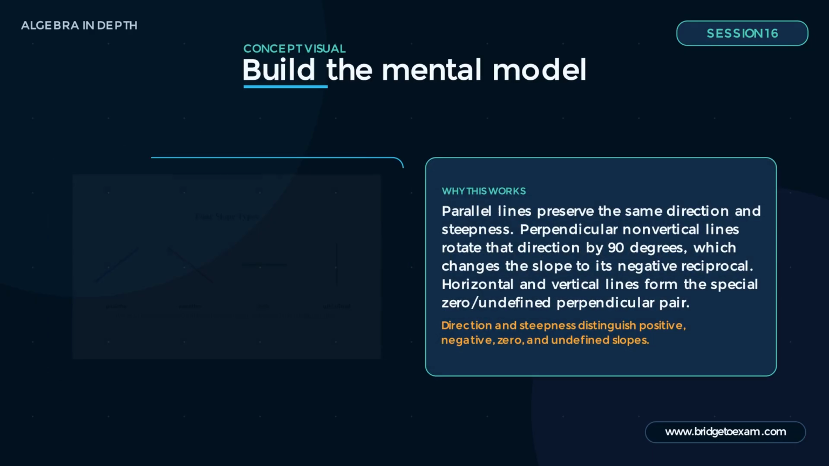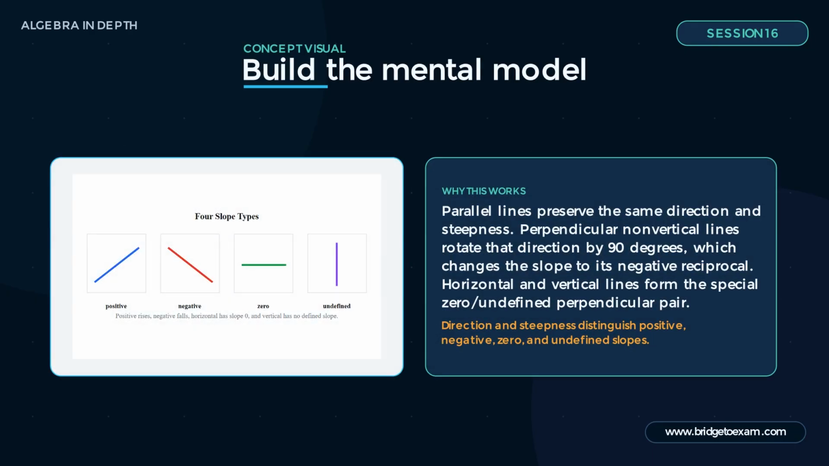The visual gives us the central idea. Parallel lines preserve the same direction and steepness. Perpendicular non-vertical lines rotate that direction by 90 degrees, which changes the slope to its negative reciprocal. Horizontal and vertical lines form the special zero/undefined perpendicular pair.